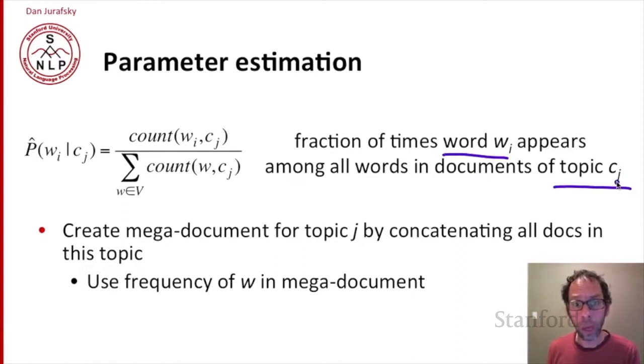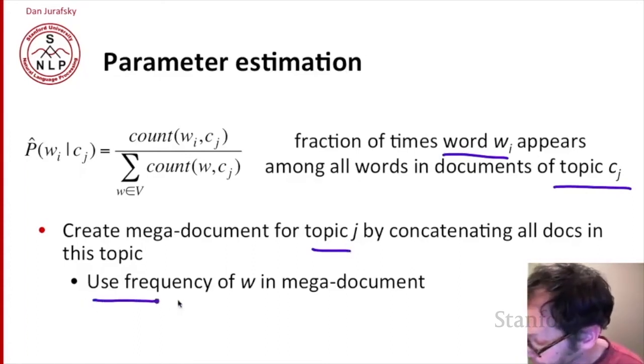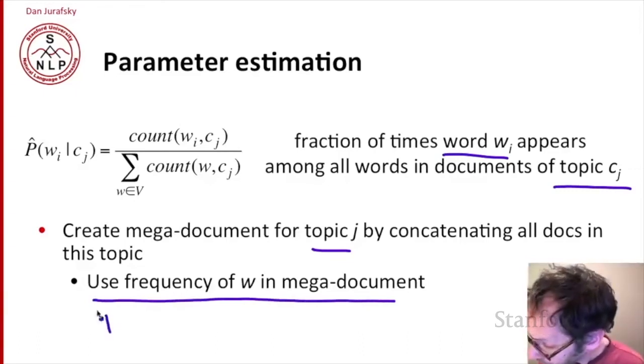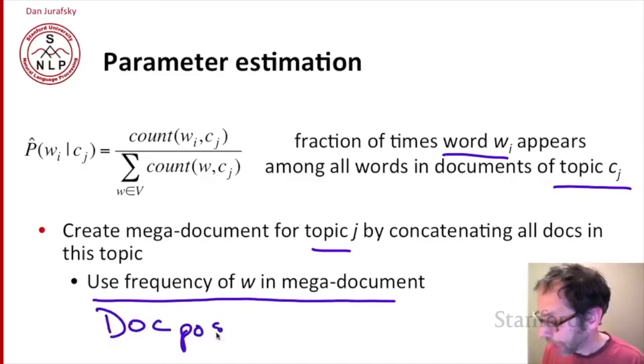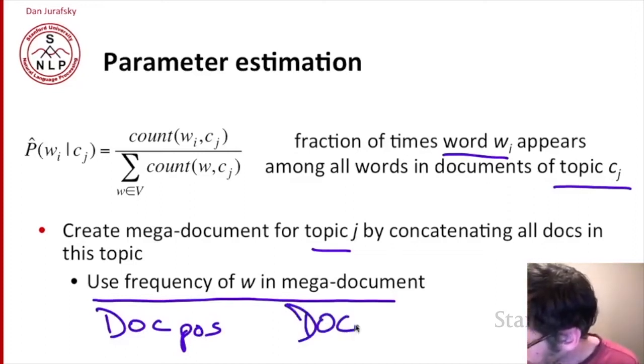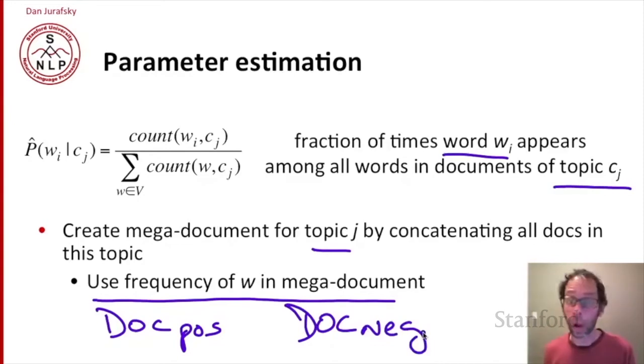We're going to do this by creating a kind of mega document for topic J by concatenating all the documents that have that topic together, and then we're going to use the frequency of W in this mega document. So for sentiment analysis, we might have a document sub positive, a mega document for all the positive documents, and we're just going to concatenate them all together into some big mega document, and we might have a document sub neg, and so on.